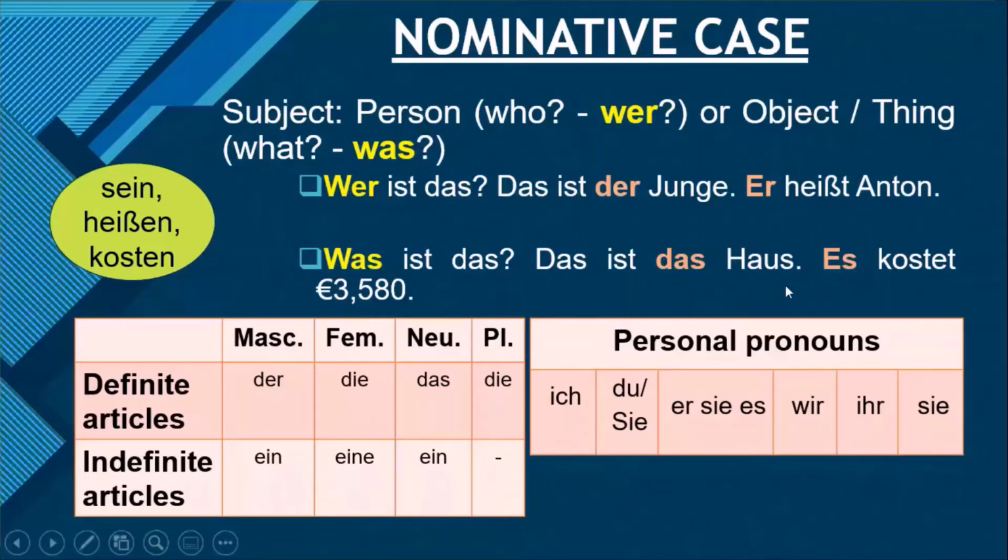The house, I can say here also das Haus, but if I want to say it, then I will use es. Es kostet 3,580 Euro. It, which is the house, costs 3,580 euros.